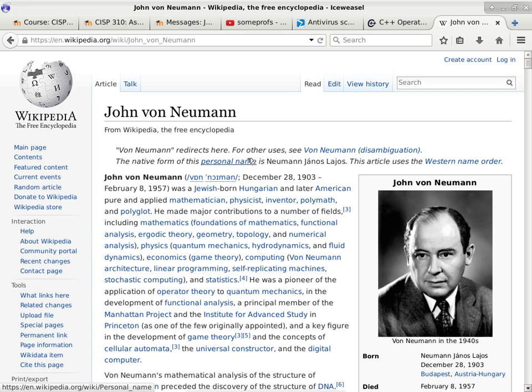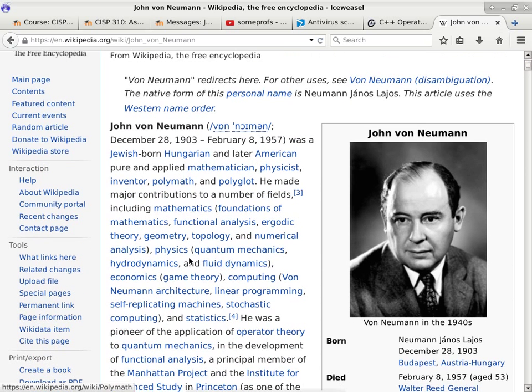But he is respected by a lot of other scientists. You can read just this part here. Let me zoom into this part. He made major contributions to a number of fields, not just physics, not just mathematics, not just computer science: mathematics, physics, economics, computing, and statistics. And each one subdivides into subdivisions of that field. So he is just a generalist. He is not someone who focuses on one little thing and is very, very good at it. He is just good at everything.